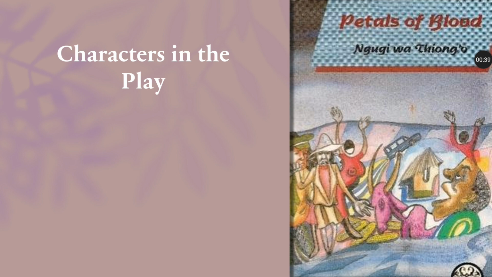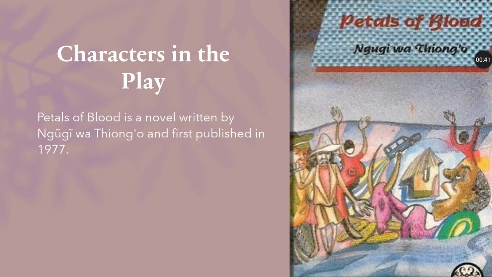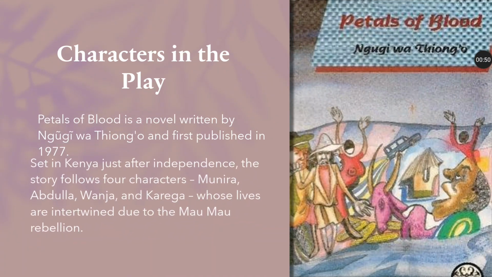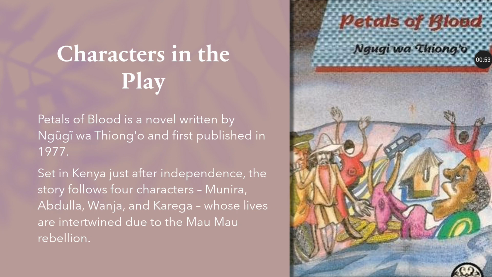Petals of Blood is a novel written by Ngũgĩ wa Thiong'o, first published in 1977. The setting is in Kenya, in Africa, just after the independence. The story follows 4 characters: Munira, Abdullah, Wanja, Karega, whose lives were intertwined due to the Mau Mau rebellion.